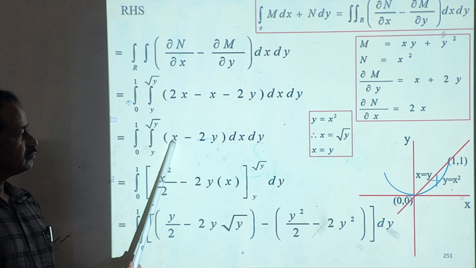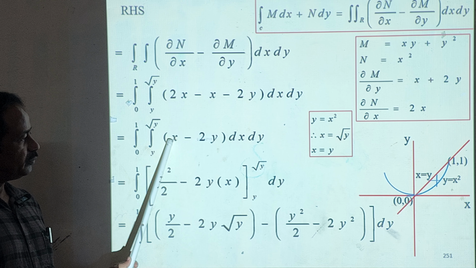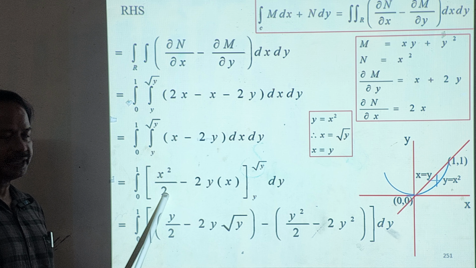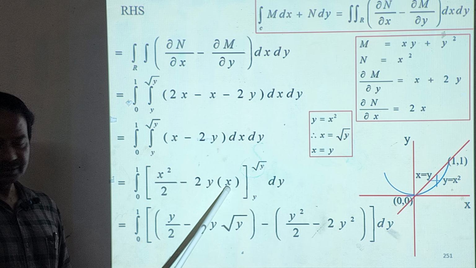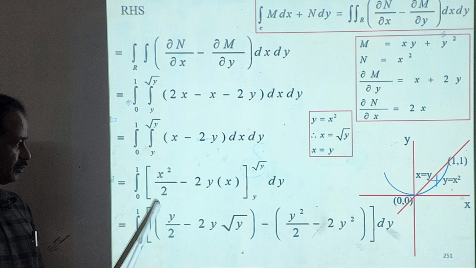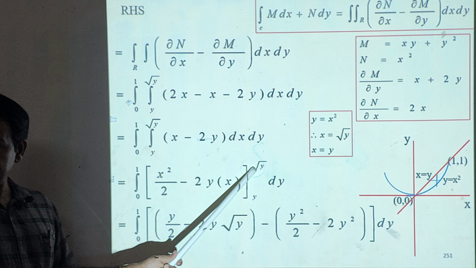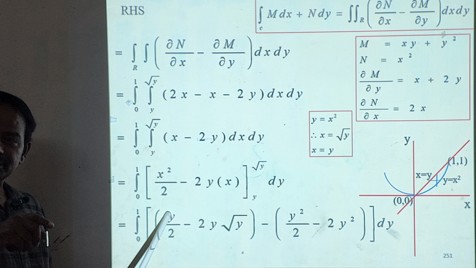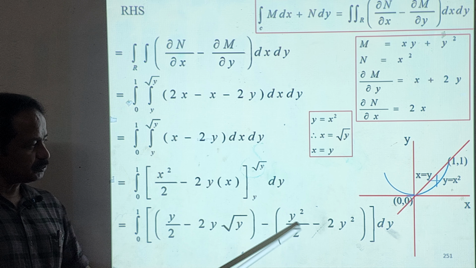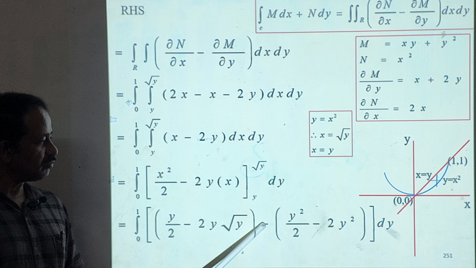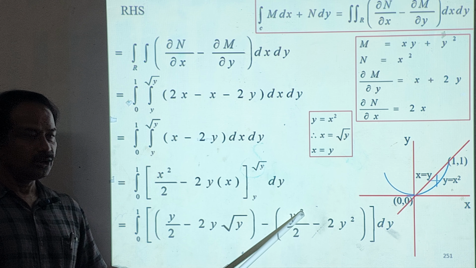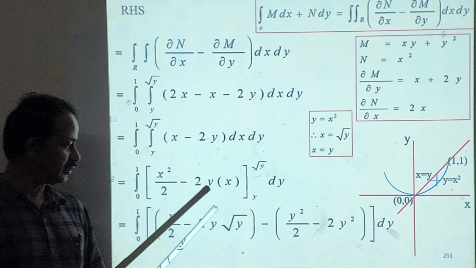Now just integrate with respect to x, which will give you x squared by 2. Here it is 2y x. Now substitute the lower limit and upper limit. So we are going to substitute the upper limit, that will give you x squared. Instead of x squared, you have to substitute root y. So root y whole squared will give you y. So y by 2 minus 2y root y. Substituting the lower limit will give you this. So we have minus, instead of x squared, you substitute the lower limit y. So that will give you y squared by 2 minus 2y squared, dy.